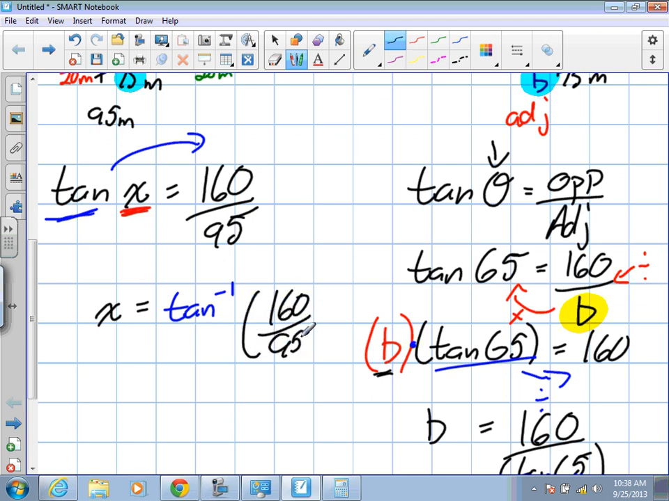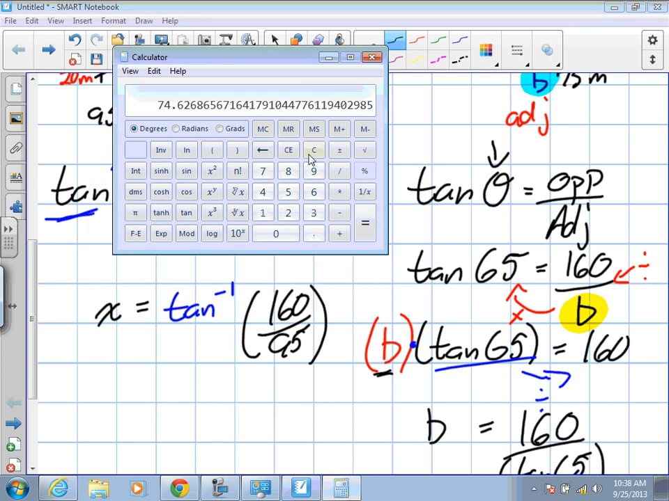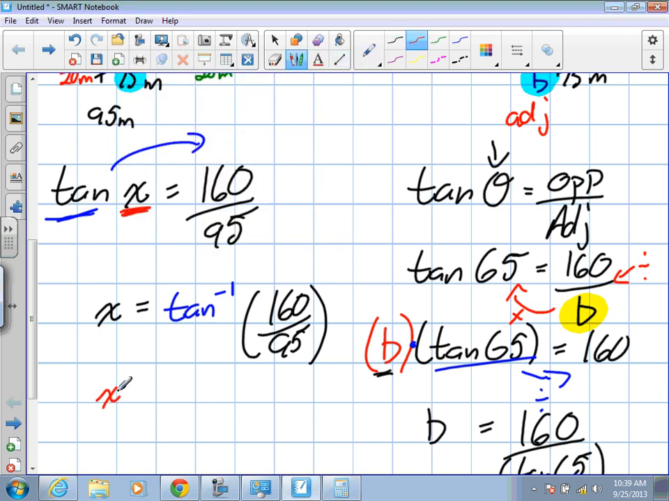So I'll show you what it looks like on my calculator. 160, so I take this value in here, divided by 95. So give me a decimal. And then I have the inverse tan. This is not inverse tan. This is tan itself. So I have to push inverse, and it changes the numbers on my calculator. And here's my tan to the power of negative 1. So I hit that button. I got 59.3. So x is equal to 59.3, which is approximately 59.